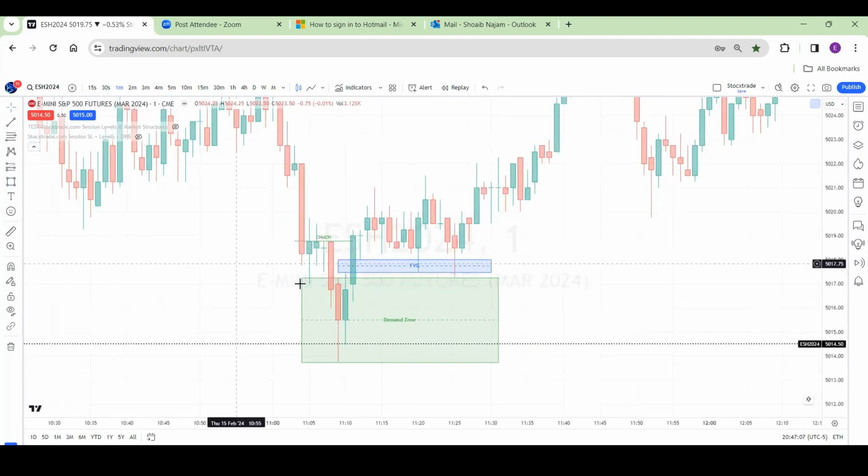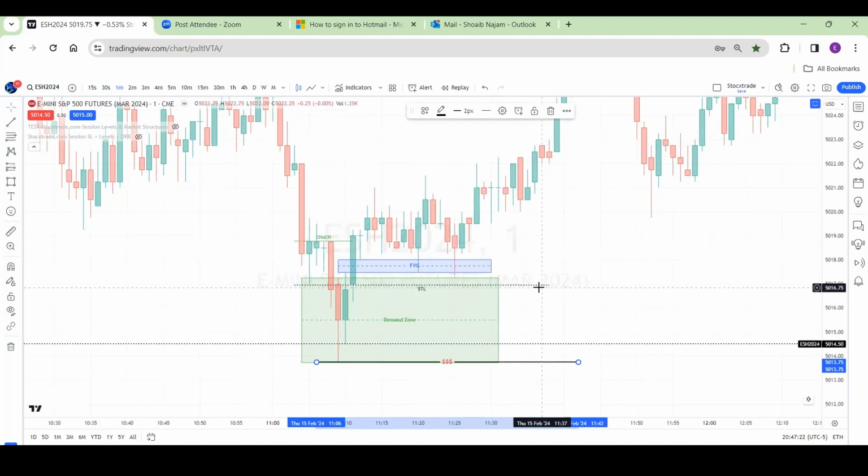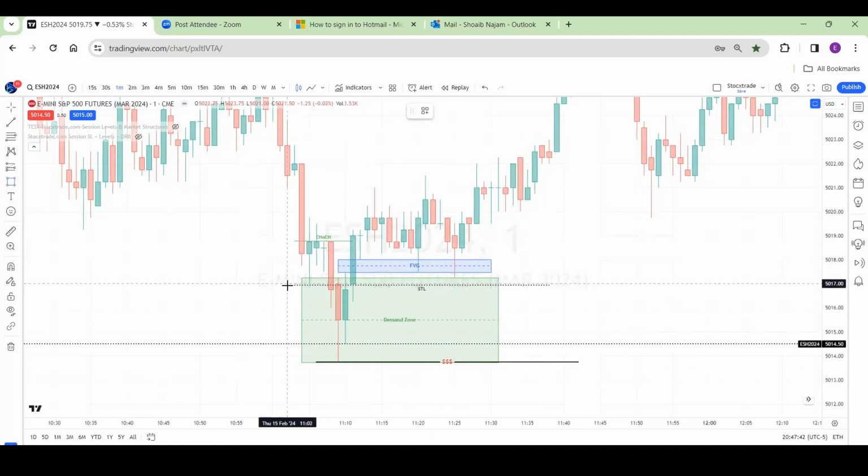And where is the liquidity? Internal liquidity is here, the short-term low. This low and then high and then low. So this is your internal liquidity and this is your external liquidity, this low, the major swing low. So once the price is reversing, you mark the change of character, number one. You mark the demand zone, number two. You mark the short-term low, or the internal liquidity, or the extended breaker block.